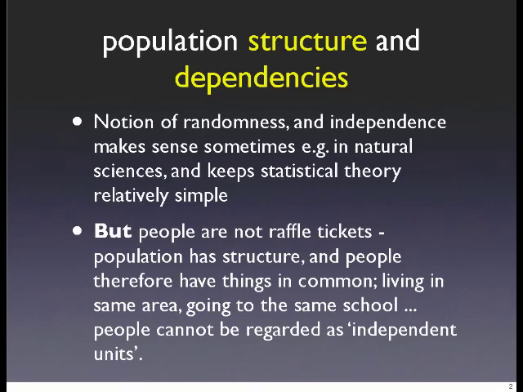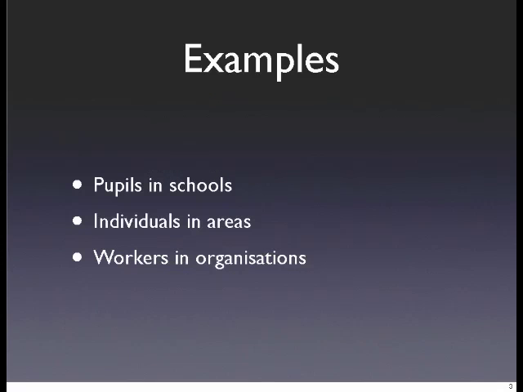If we just assume everyone's random and independent, then we're keeping things simple, but we're not realistically reflecting what's happening in real life. We want to take into account the fact that people living in the same area have got something in common, say the pollution or the water quality. Going to the same school, you've got the same educational regime, the same school buildings and this kind of thing. So people cannot be regarded as independent units as if they were raffle tickets. Some more examples: pupils in schools, individuals in areas, or workers in organisations.